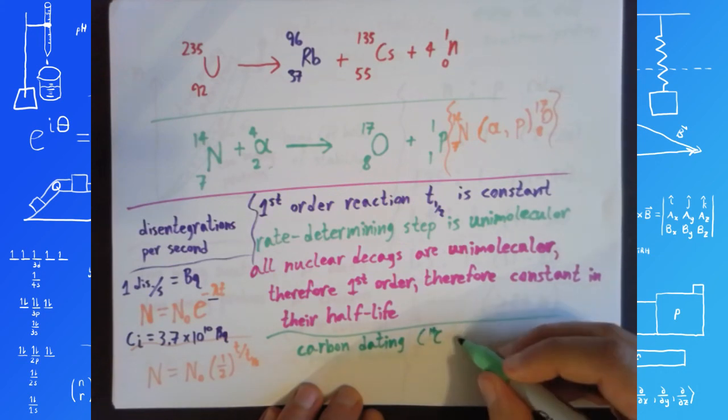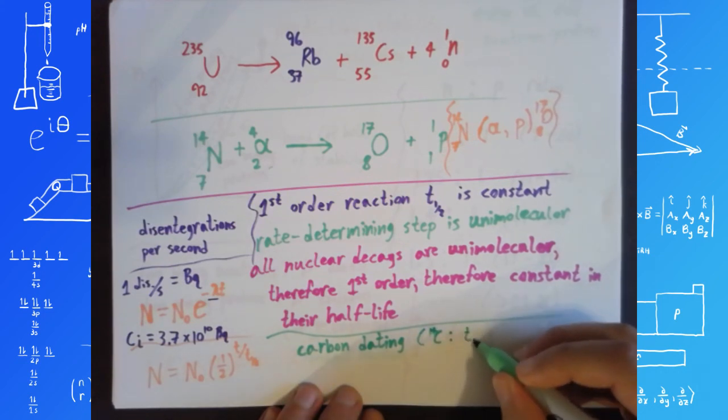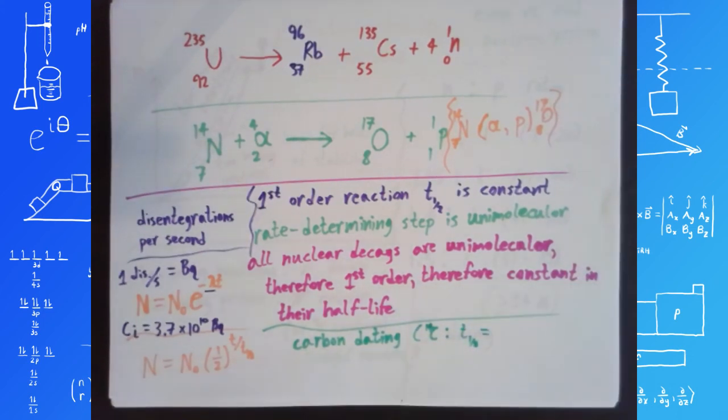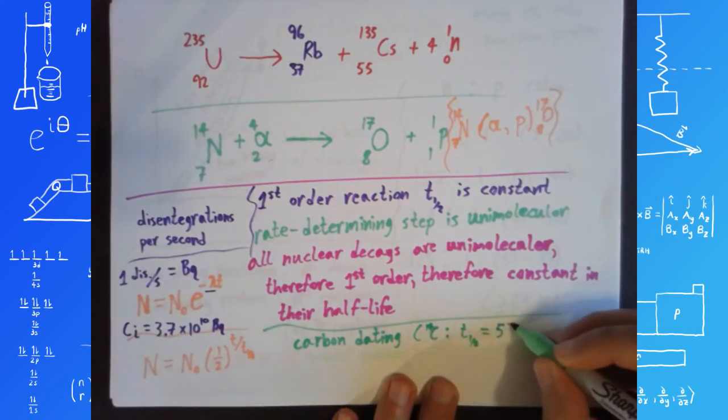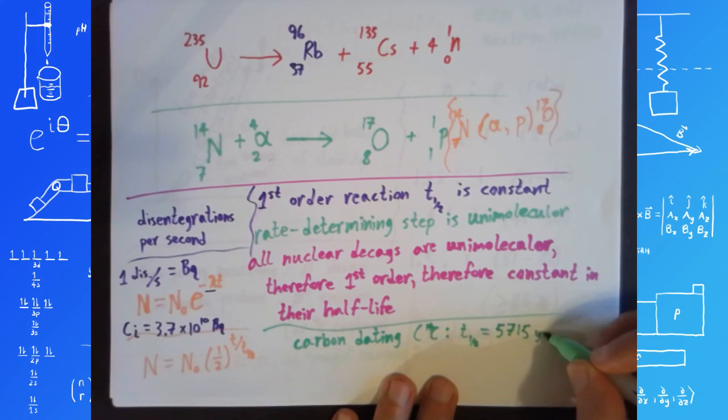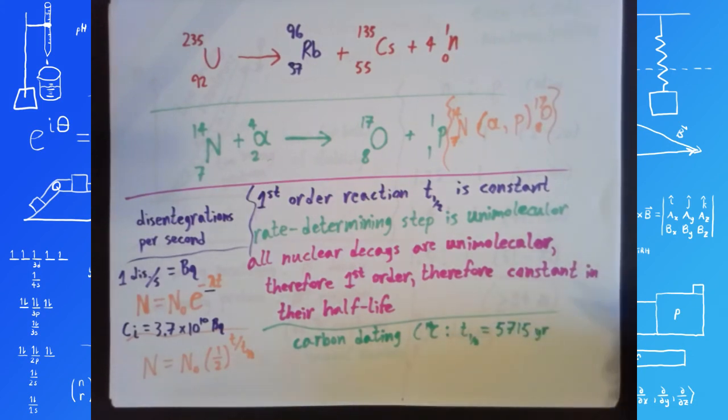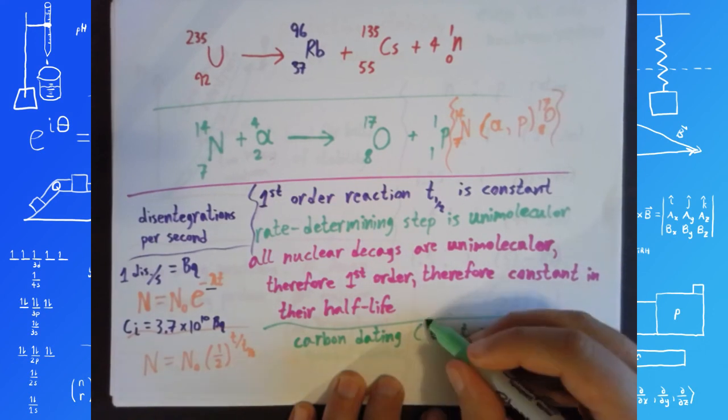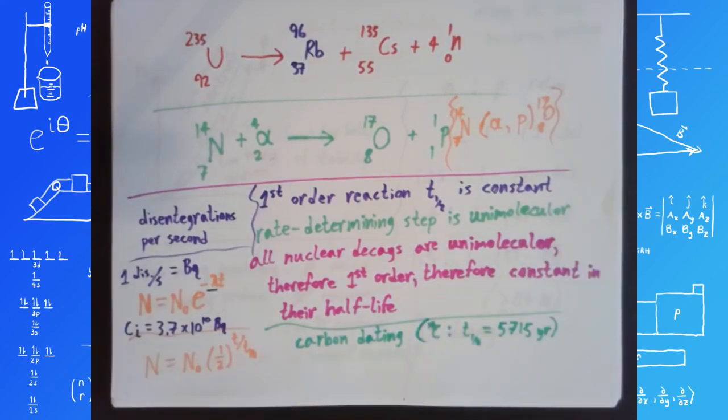Carbon-14 has a half-life of, let me see if I copied this down. Yes, I did. 5,715 years is the half-life of carbon-14. And I think the reason I copied that down is because eventually we're going to run into a question where they ask us to do a carbon dating problem, but they don't actually give us the half-life, interestingly enough.